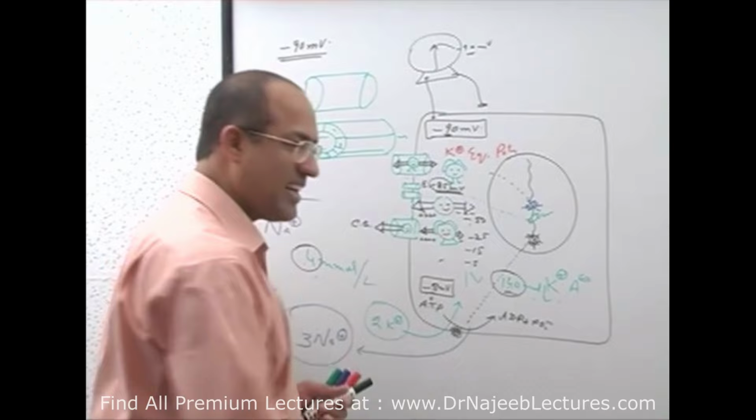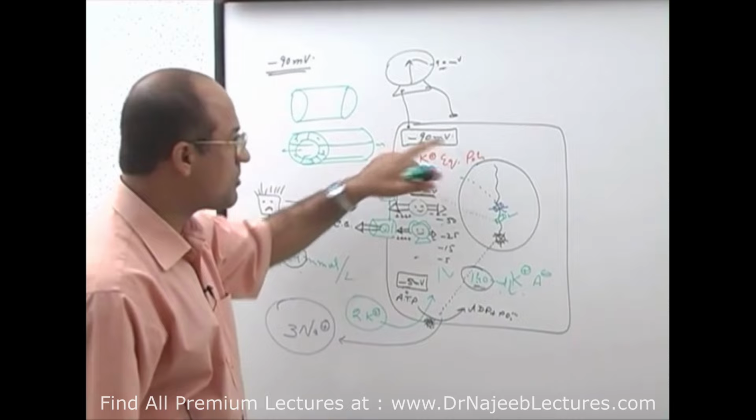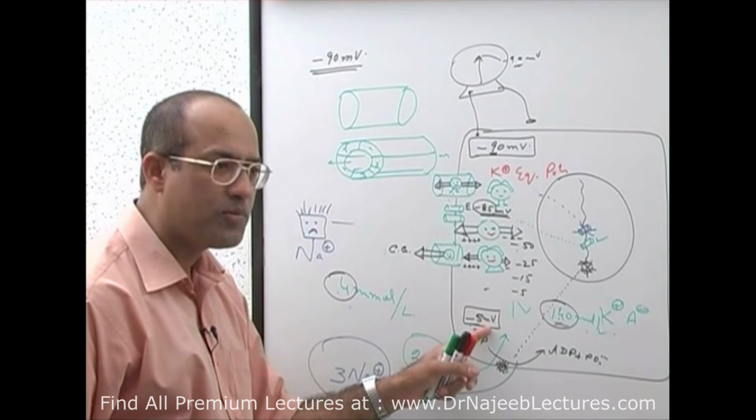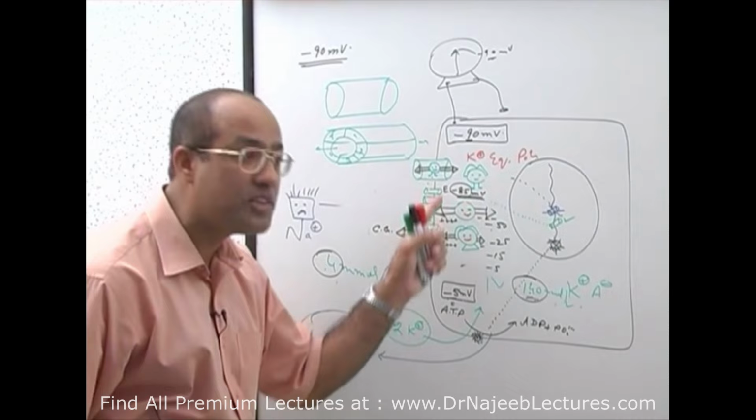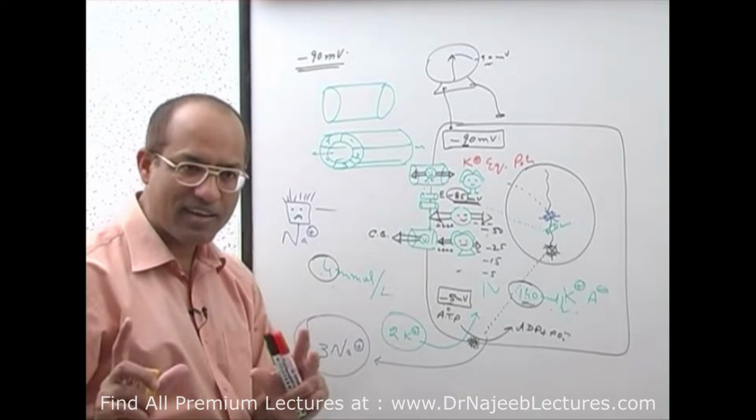So if this cell has a minus 90 millivolt resting membrane potential, what we have made is: minus 5 millivolt may be due to electrogenic sodium potassium ATPases, and minus 85 millivolt has been generated by the diffusion out of potassium. Is it clear? Now we take another example.